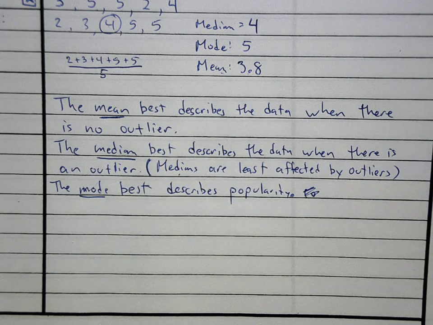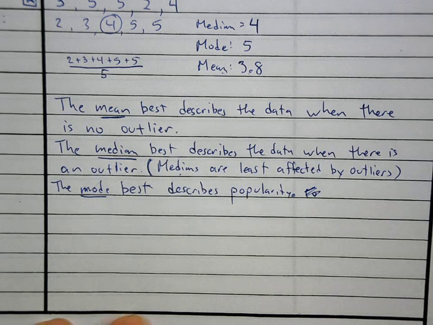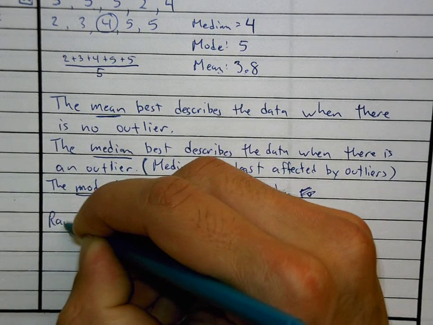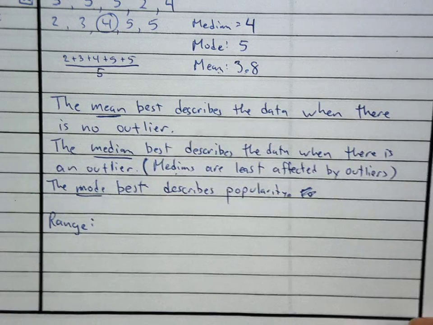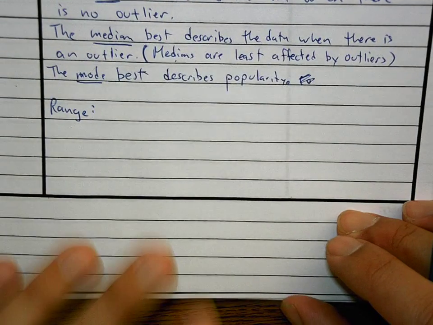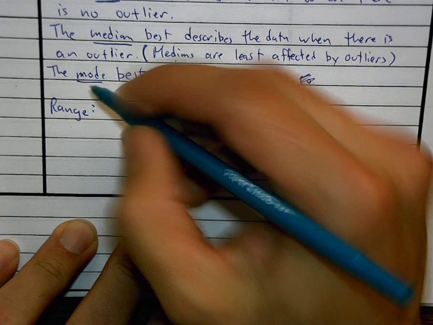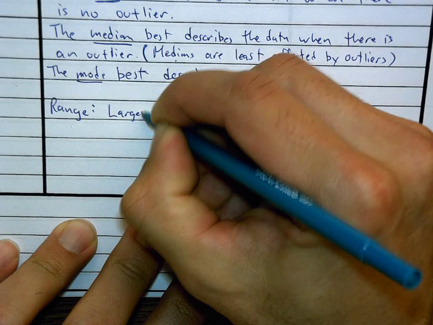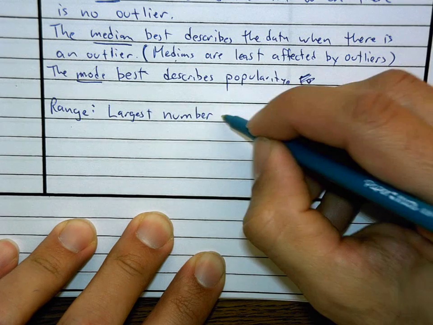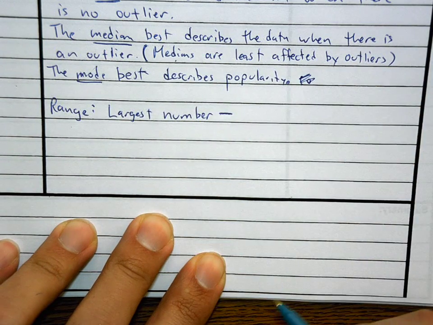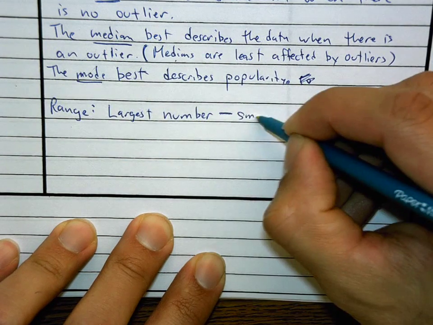Okay, I have one more example for you. Oh, and I have one more word to define, which is range. Range is your largest number subtracted by your smallest number.